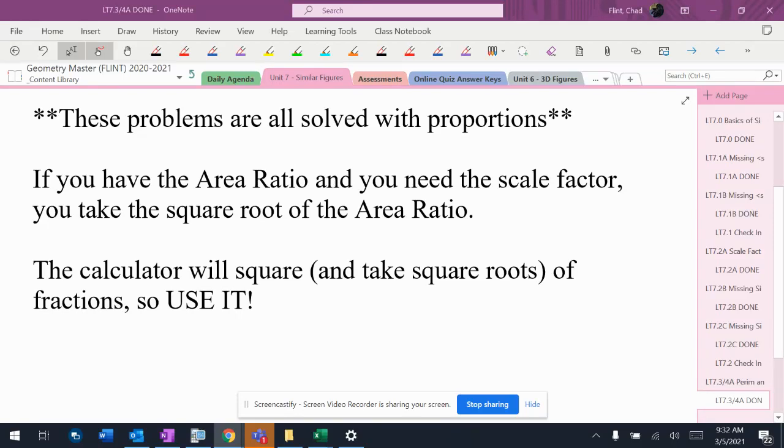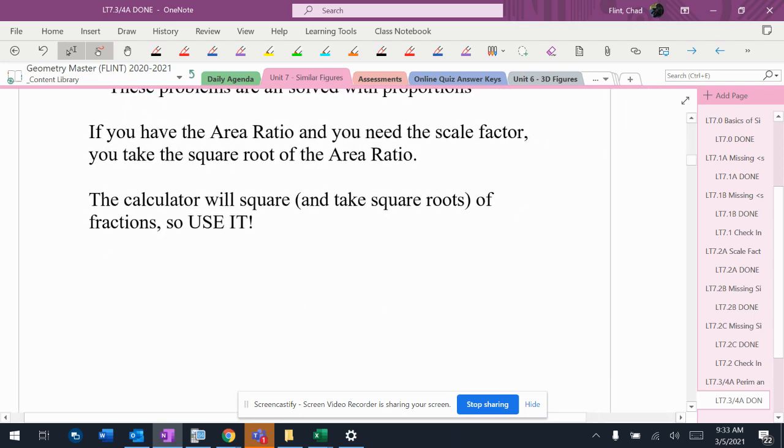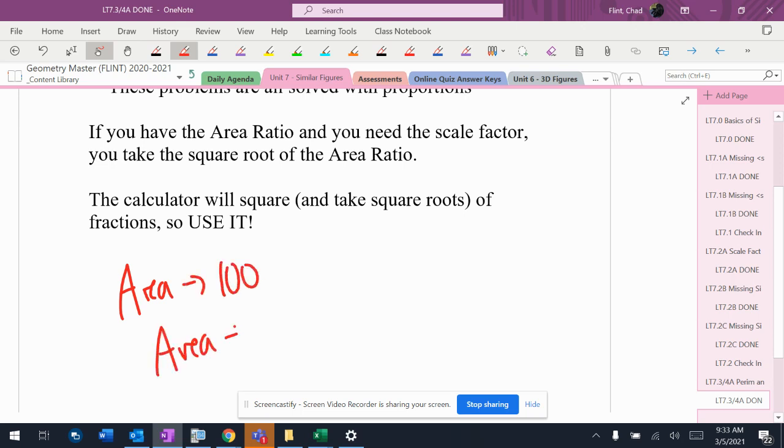So the evil little thing that they'll throw in sometimes, or that I'll throw in, is you'll get what they'll say, these are the areas, and they'll ask you something about the perimeters or the scale factor or the sides. So if I have an area, say an area of one thing that's 100, an area of a second thing that's 400, and it wants to know, hey, what's the scale factor?